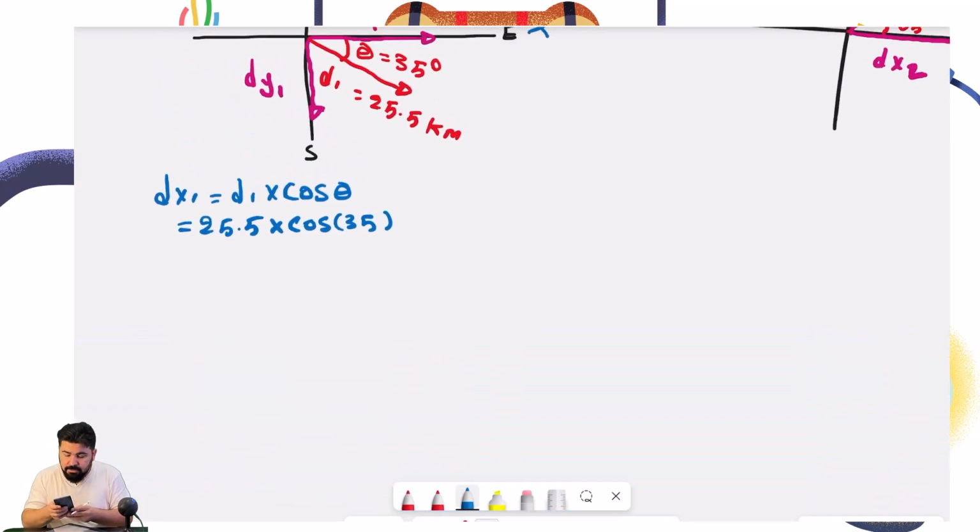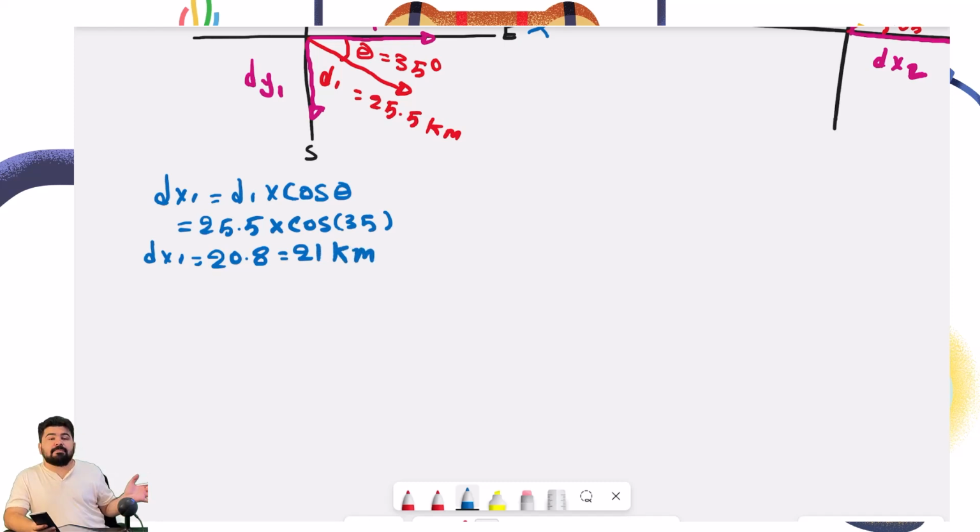Let's just calculate it. So we have 25.5 times cosine 35. So we have 20.8. So dx1 is equal to 20.8, but I'm going to call it 21 kilometers. That is my dx1.